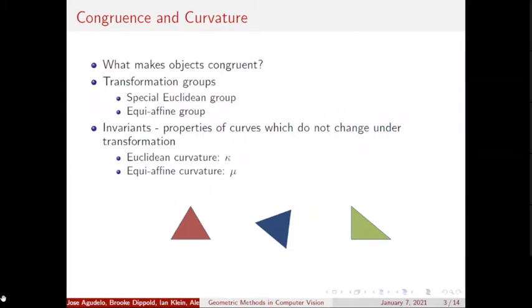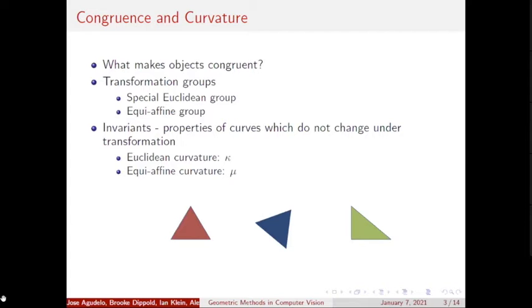So one concept that's very important to computer vision is the idea of congruence. We want to be able to match two objects that we think should be in the same class. And so a natural question arises: what makes objects congruent? If you look here at the triangles below, you may think that the two on the left are congruent and the one on the right isn't, but why is that the case?